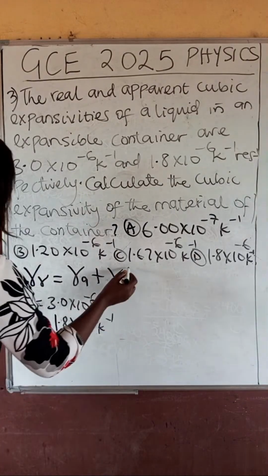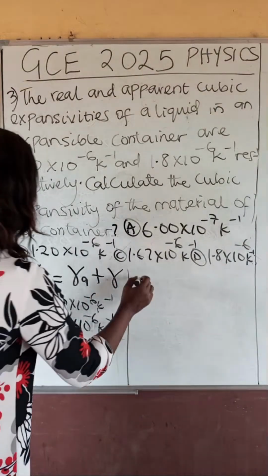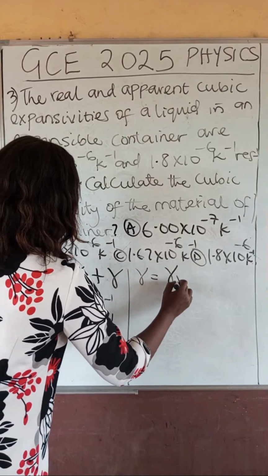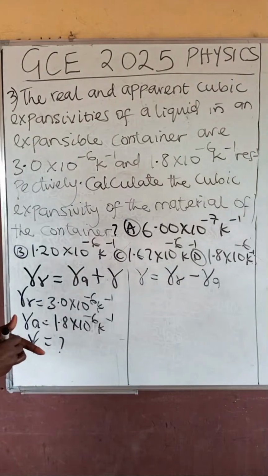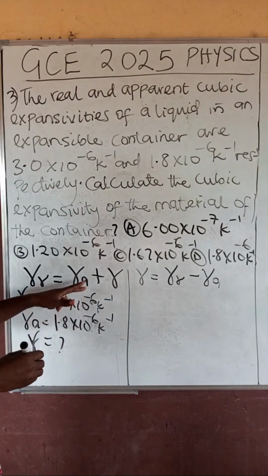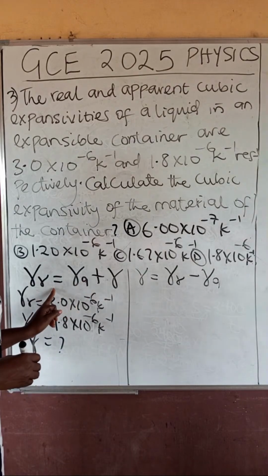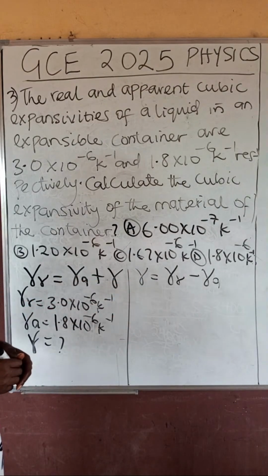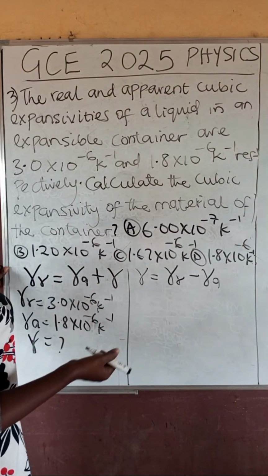Now, for us to do that, since we are looking for this, that is our gamma, it is equal to real cubic expansivity minus apparent cubic expansivity. Now, see what I did. By carrying this apparent cubic expansivity, that is gamma A, to this other side, I'm going to change from plus to minus because I'm looking for the expansivity of the container.